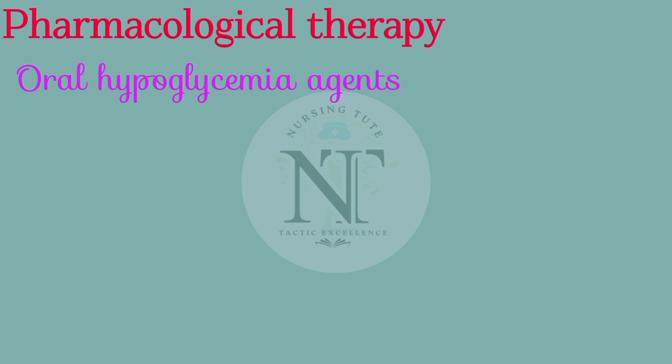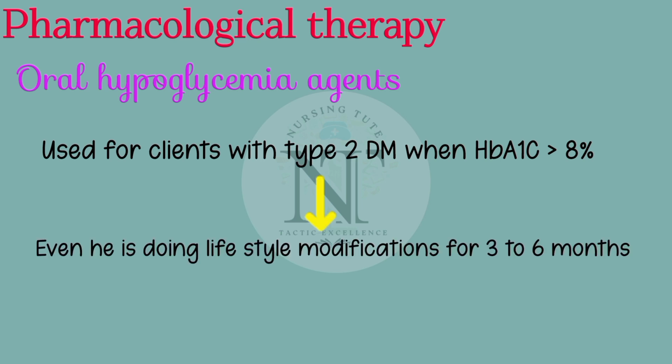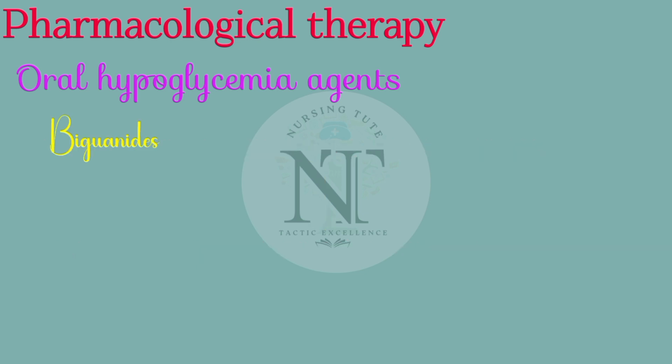The oral hypoglycemic agents are used for patients with type 2 diabetes mellitus when their HbA1c level is greater than 8, even though he is doing lifestyle modification for 3 to 6 months. We see about the biguanides group of drugs. In that group, we see about metformin.